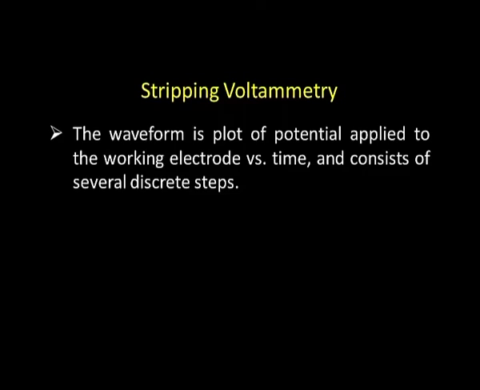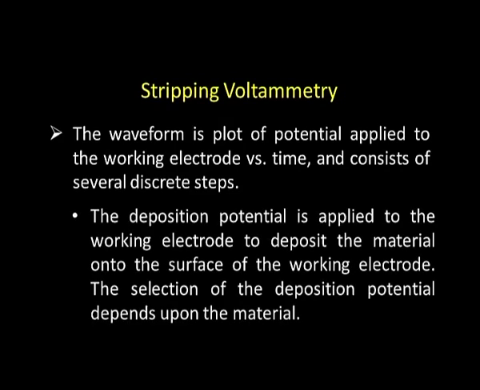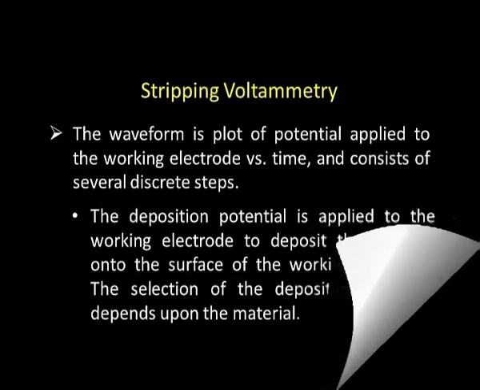several discrete steps. The deposition potential is applied to the working electrode to deposit the material onto the surface of the working electrode. The selection of the deposition potential depends upon the material. For example, if we are taking various metals, we must know at what potential these different metals undergo reduction, and therefore, we have to select a potential at which all these metal ions should reduce.